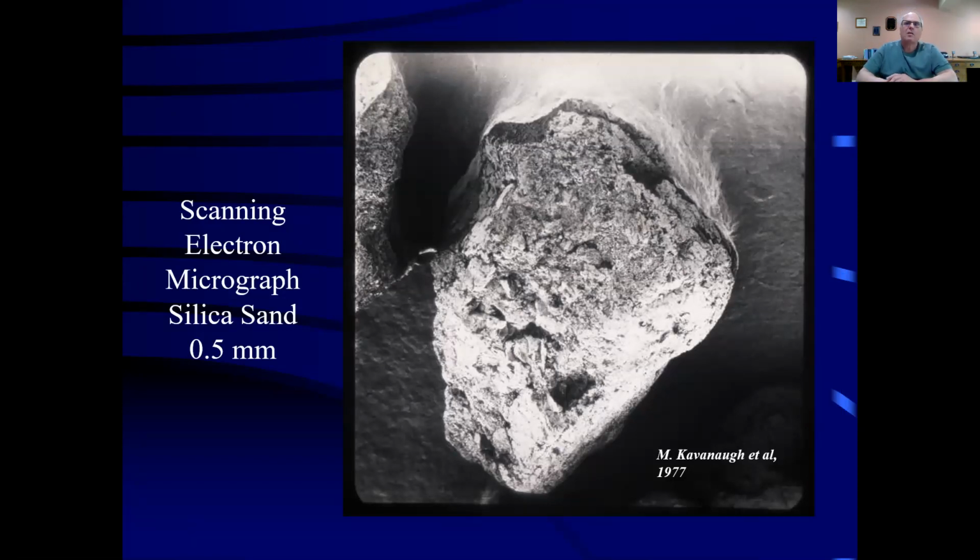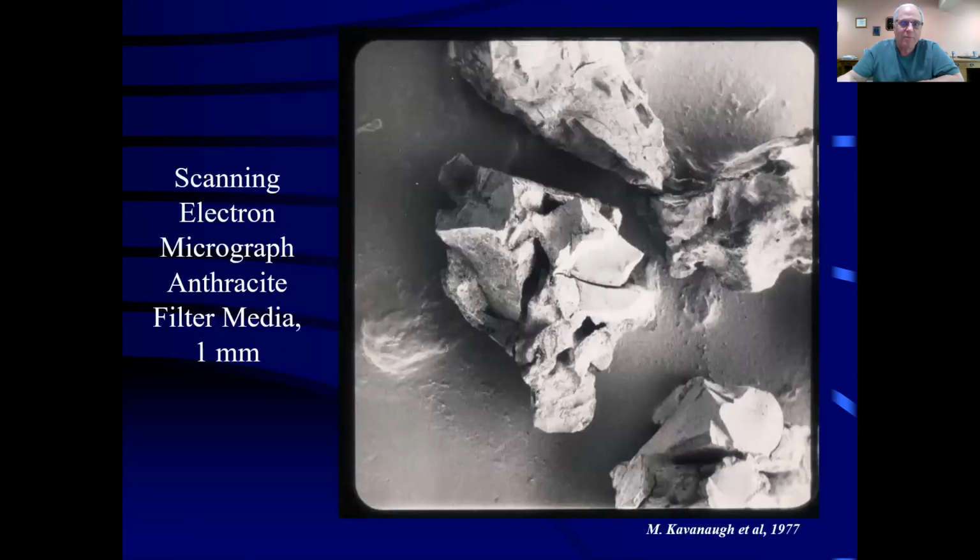It doesn't have a lot of crannies and nooks to trap particles, so that's not a real good thing. But the fact that we can crush it up and make it very small and very uniform in size helps us in our filtration process. You're probably not going to lose sand over the years unless it leaks out the bottom of your filter. Here's anthracite, a little different. This is a bigger particle. These are 1 millimeter anthracite particles.